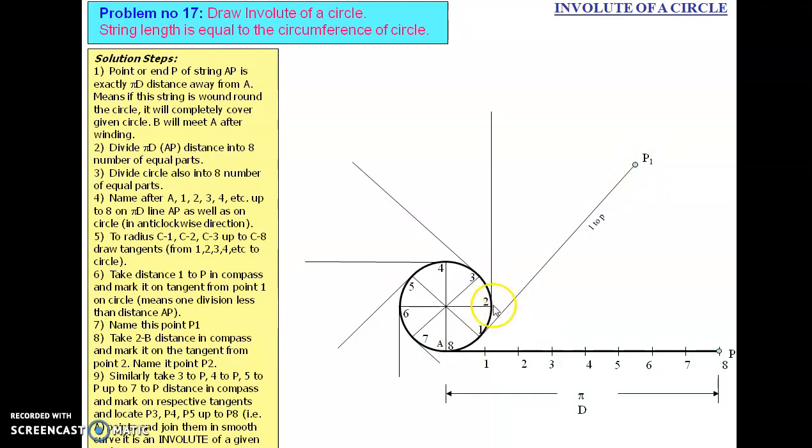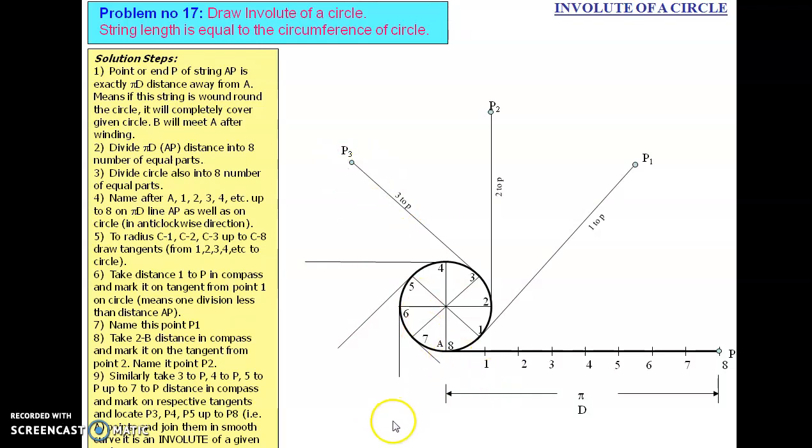Now up to the point 2, this much string length will be covered. What is the remaining string length? This is 2P, the remaining string length. Take that in a compass, with 2 as a center mark over this line and you will get the point P2. Now up to the point 3, this portion will be covered by this much string length. What is the remaining string length? This is 3P. Then with 3 as a center and 3P as a radius, we cut an arc to get the point P3.